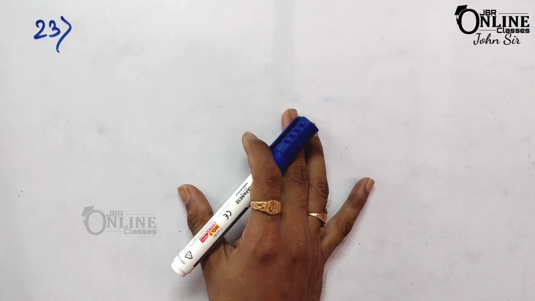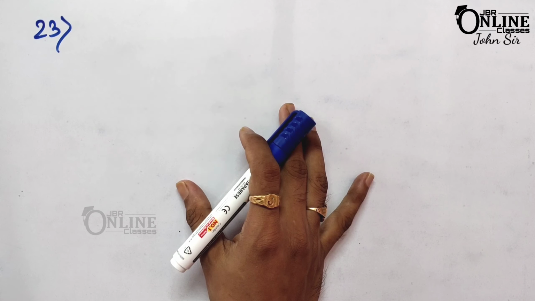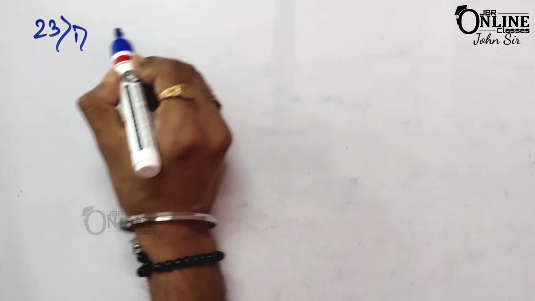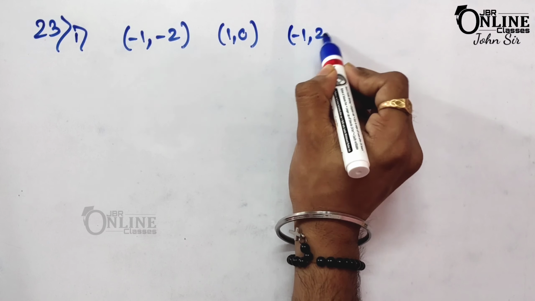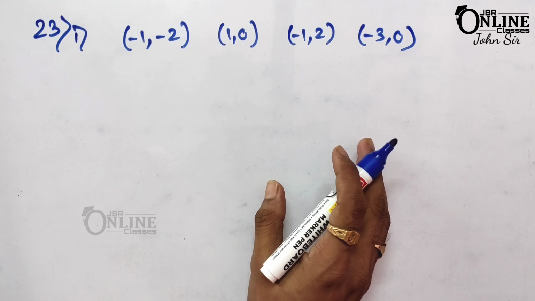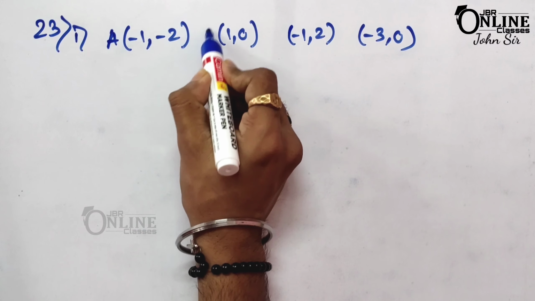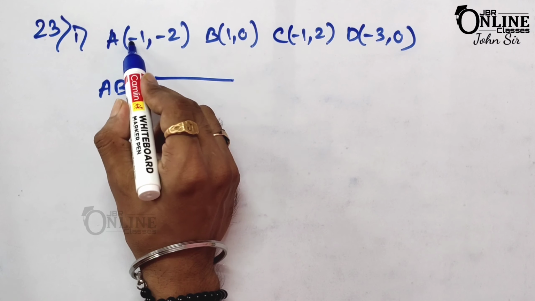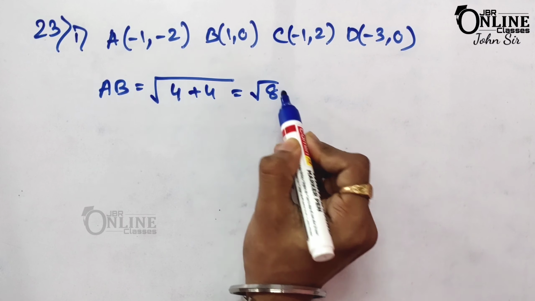Now next one, in sum number 23, name the type of the quadrilateral formed by joining the points. Give reason for your answer. Okay, so there will be two questions. The first one, here are the 4 points: minus 1, minus 2, then 1, 0, then minus 1, 2, and the last one is minus 3, 0. So that means here you have to find out all the sides. Okay, so first here A B C D, then AB equals 1 plus 1, that means 2, so 4, 0 plus 2, that will also be 4, that equals root 8.